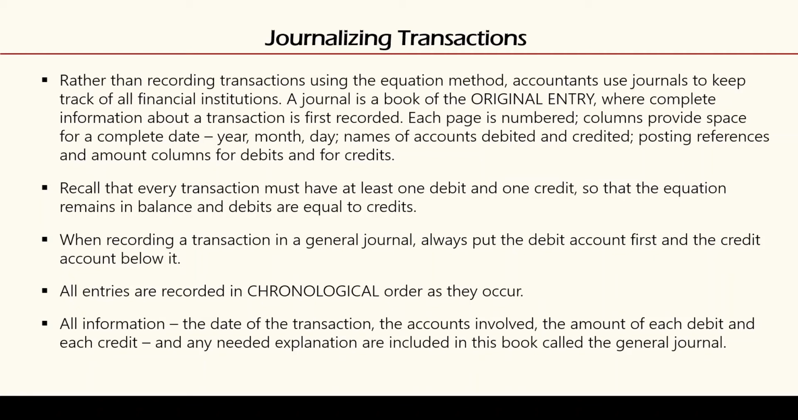Recall that every transaction must have at least one debit and one credit so that the equation remains in balance and debits are equal to credits. When recording a transaction in the general journal, always put the debit account first and the credit account below it. All entries are recorded in chronological order as they occur. All information, the date of the transaction, the accounts involved, the amount of each debit and each credit, and any needed explanation are included in this book called the General Journal.